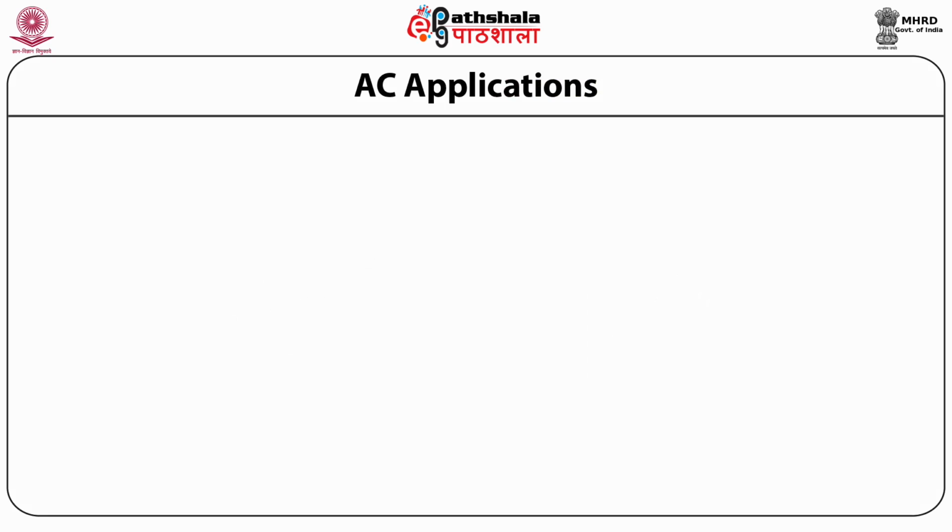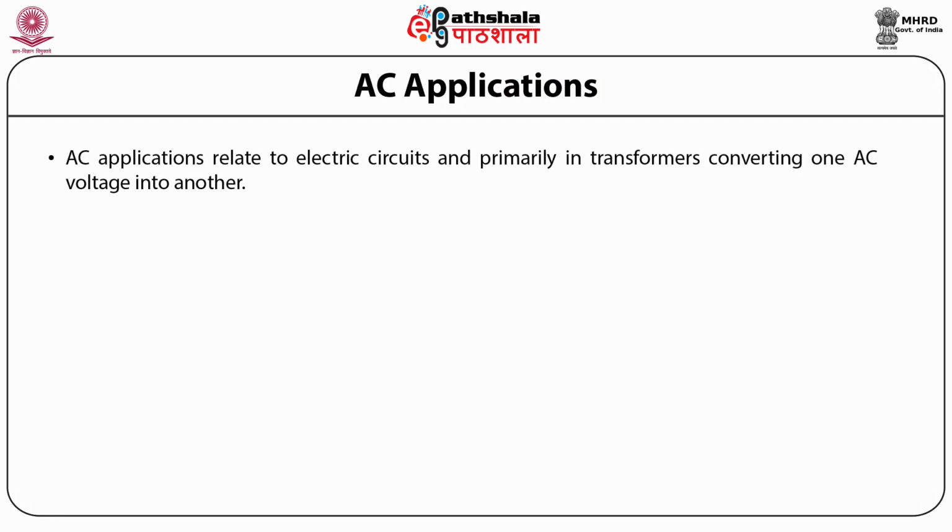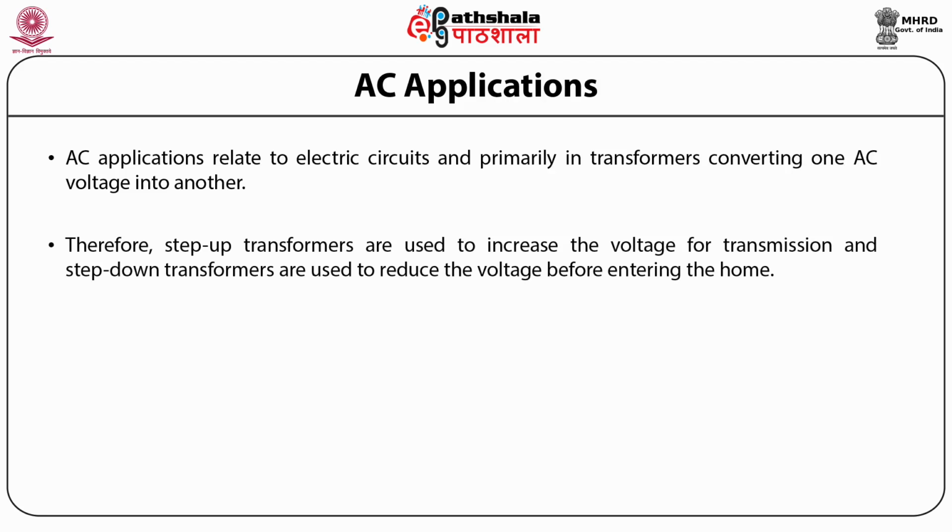AC applications. AC applications relate to electric circuits and primarily to transformers converting one AC voltage into another. Power transmission is more efficient at high voltage but more dangerous and is less easily used in the home. Therefore, step-up transformers are used to increase the voltage for transmission and step-down transformers are used to reduce the voltage before entering the home.